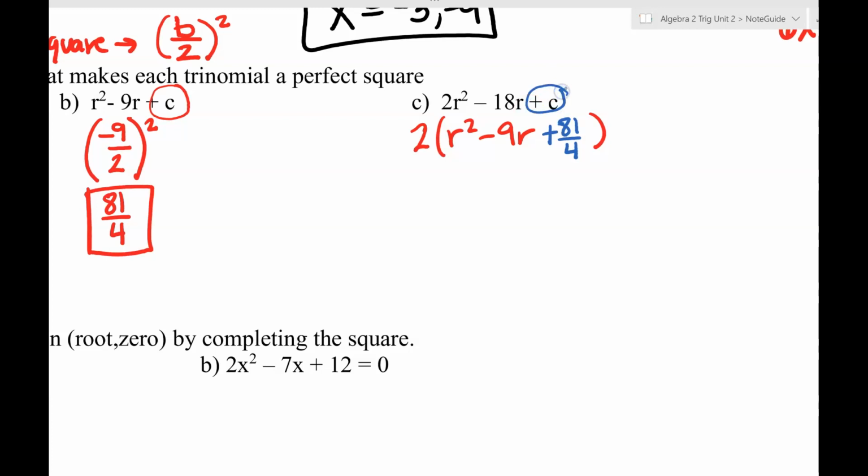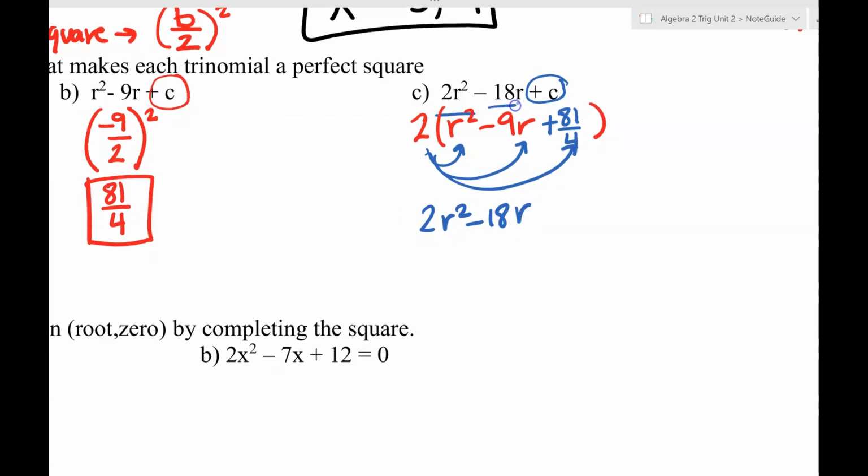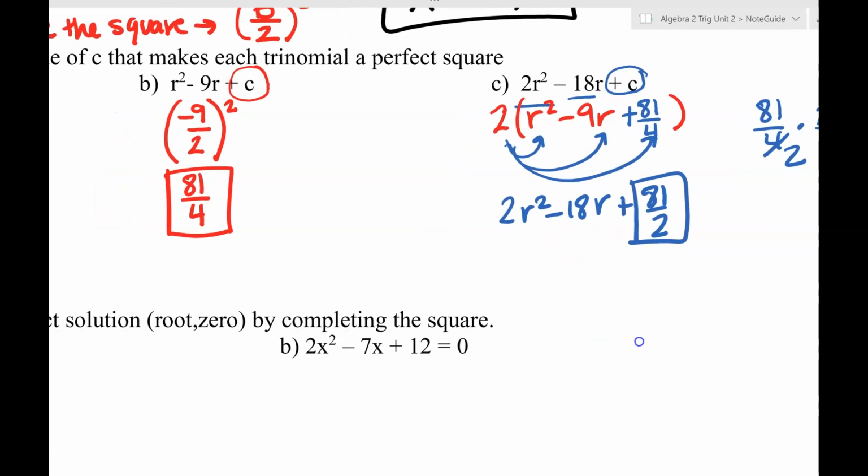81/4 is not C. It is C with 2 factored out of it. So now we want to think, what were all these numbers if 2 was multiplied back into them? It'd be 2r squared minus 18r, which we already knew was the case. And then what's that last value, which would be C? You have 81/4 being multiplied by 2. And so that would give us 81/2. So that is what we get there.